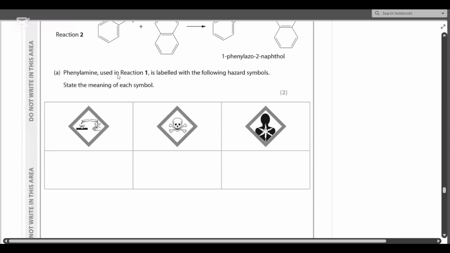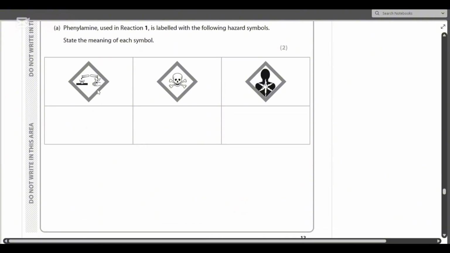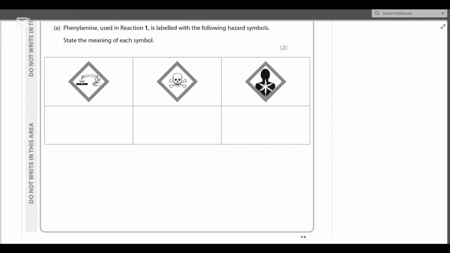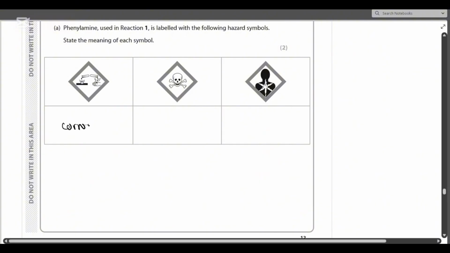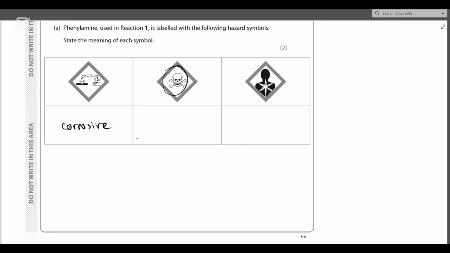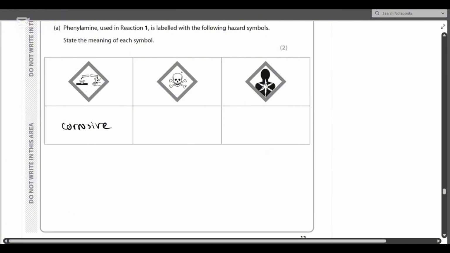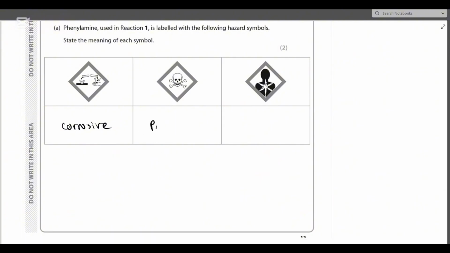Now, phenylamine used in reaction 1 is labeled with the following hazard symbols. They told you to state the meaning of each symbol. This hazard symbol basically means that when any of the chemical falls on your hand, it poses a huge danger to your skin. So we can say that it is corrosive. The sign of a skull basically indicates that the reactants or the products involved in reaction 1 are indeed poisonous or fatal.